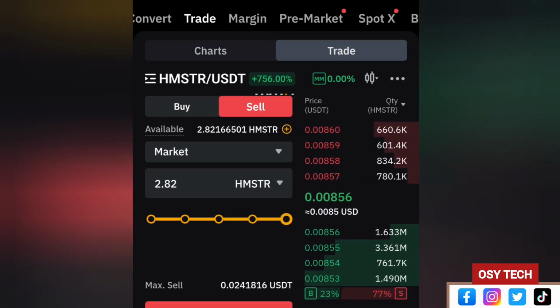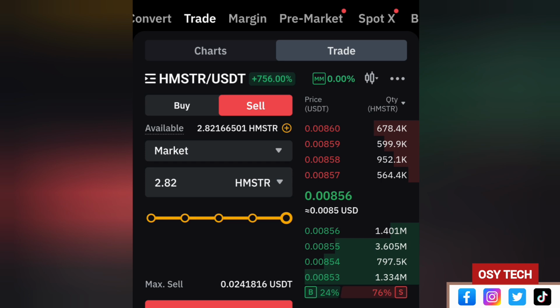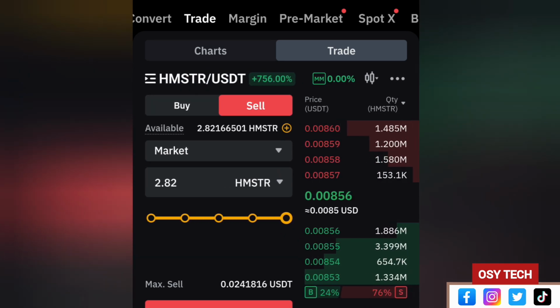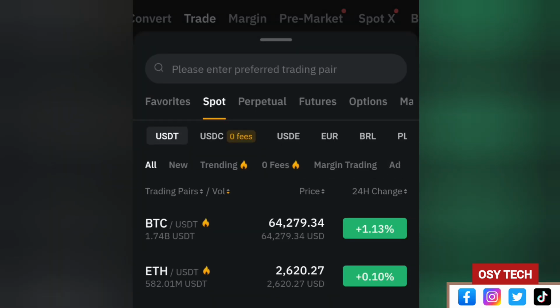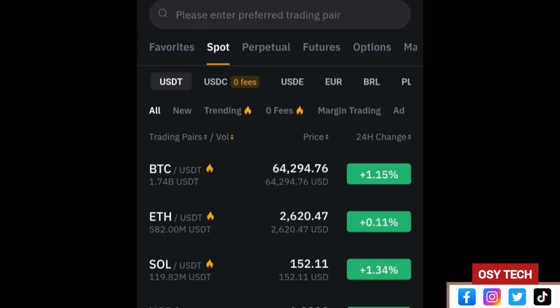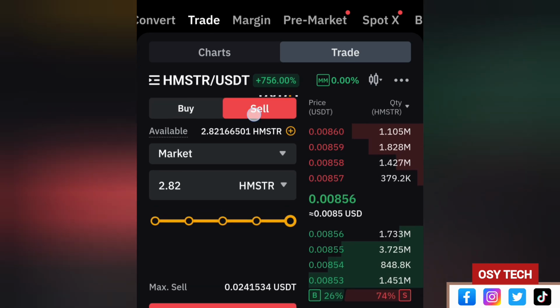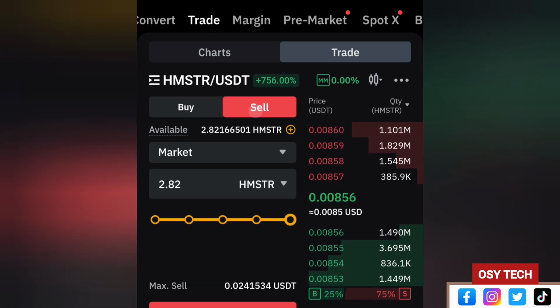As you come to the trade session, you can see we have the Hamster/USDT. Maybe with yours you will not see that. Tap on it, then search for Hamster. The moment you start typing, it will pop up for you. Then you select the Hamster/USDT and tap on it. Then we will have the buy and the sell section, and we are here to sell our Hamster token. So you will select the sell.